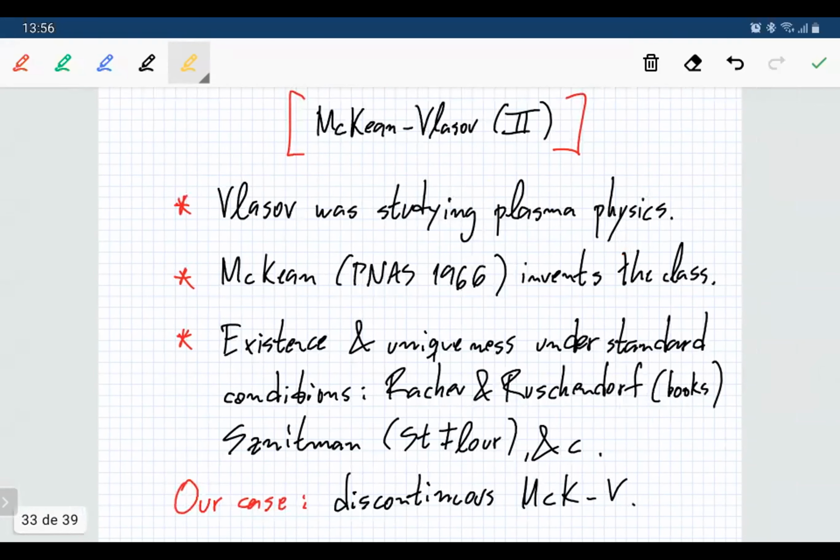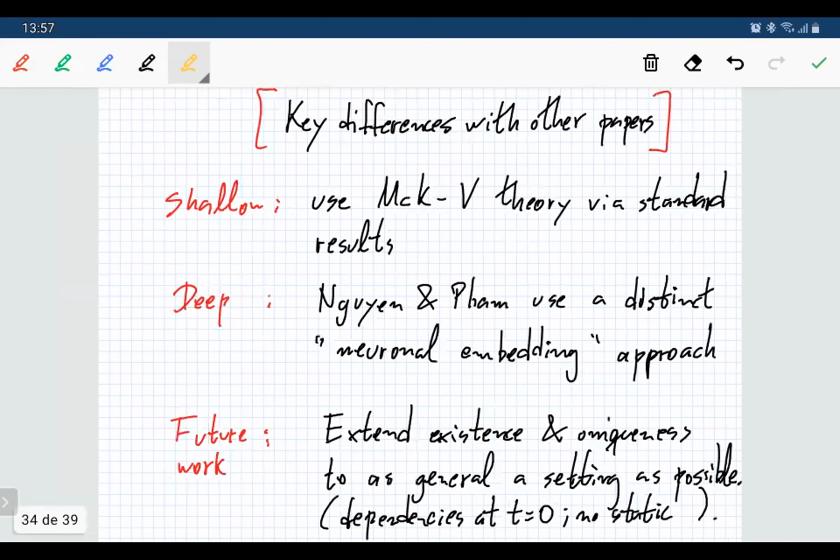So there's a history to the subject. Perhaps the best way to summarize the difficulty that we face is that there's a history that starts in physics, plasma physics. McKean first defined the class of what he called nonlinear Markov processes. There are lots of existing uniqueness results for these processes under standard conditions, but they don't apply to our setting. Because in our setting, we have to look at a discontinuous McKean-Vlasov process. This is a key difference, perhaps, with other papers. In those cases, standard results apply. In our case, they don't.